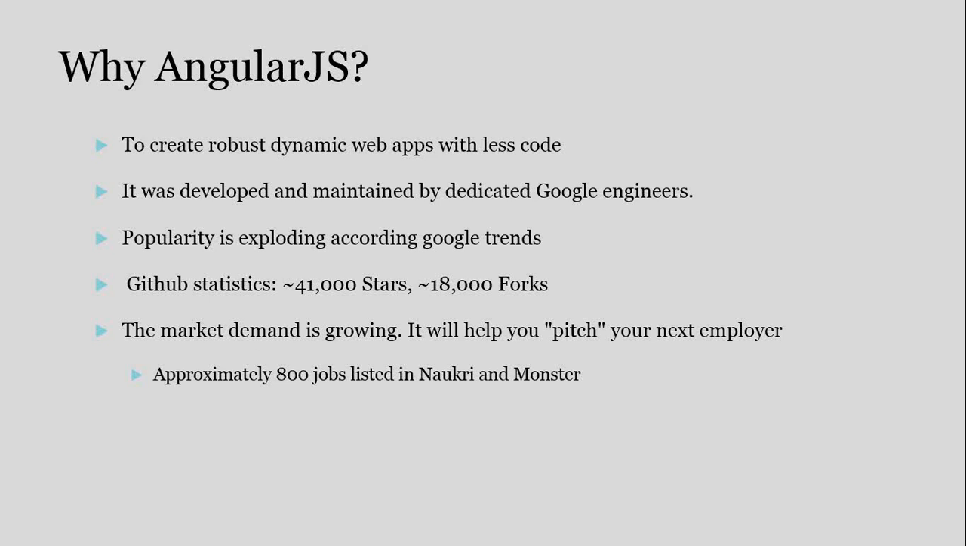What I mean by this is, if you go to Google Trends and search for AngularJS versus Backbone.js, you will see that from 2013, the number of users using AngularJS has been increasing exponentially, whereas Backbone is just slowly increasing linearly. And the GitHub stats, since it's open source and people can just download it from GitHub: the number of stars for this particular GitHub repo is 41,000, and the number of forks, meaning people who are trying to contribute, is around 18,000.